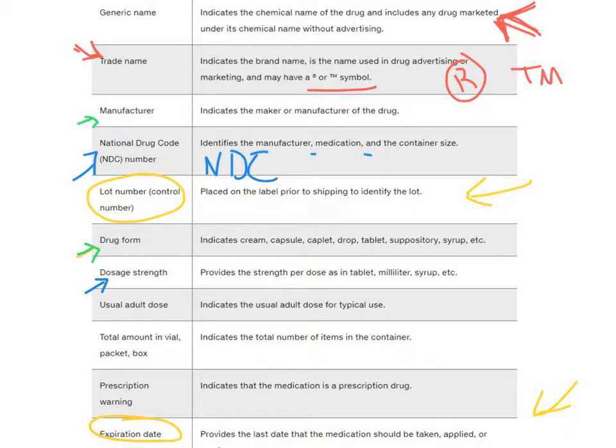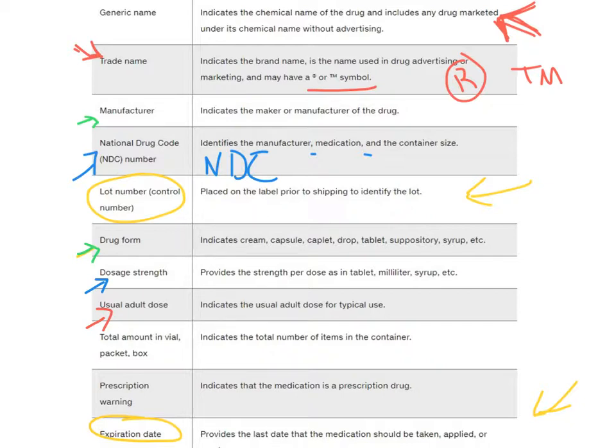In a liquid medication, it'll tell you how many milligrams are in every milliliter, or sometimes, depending on the dose, a dose could be 5 milliliters or a dose could be 2 milliliters. And so we'll see that it shows us exactly what each dose contains. Next one there is the usual adult dose. The usual adult dose tells us how this is typically taken, how an adult will usually take this medication. So even though most of these medications were prescribed, somewhere on there it might indicate how that's usually administered.